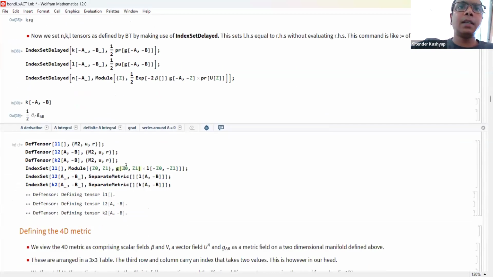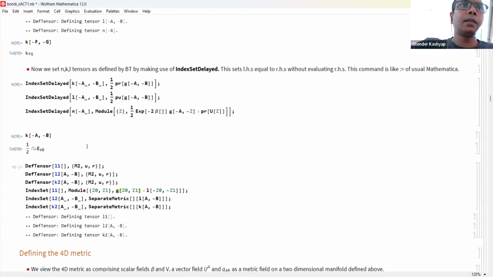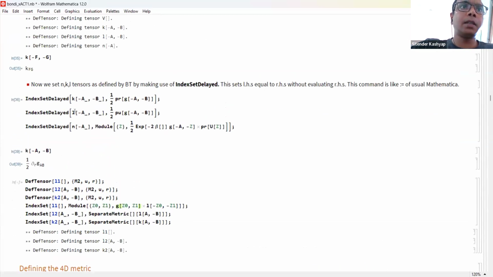Okay, then there are the other bunch of tensors which we can get from n, k, l, which have indices. Here all the indices were lowered, but we can have index down and up, et cetera. So I'm defining further tensors for that.